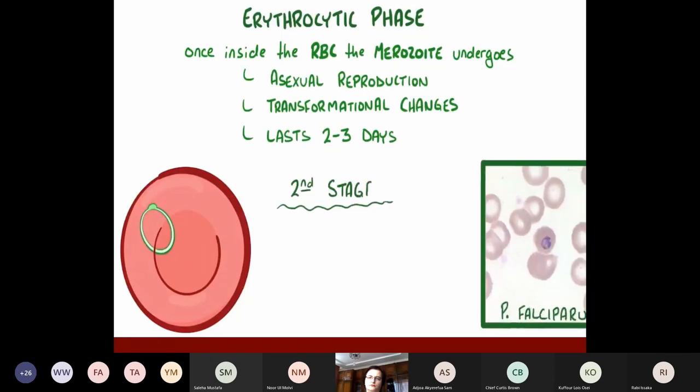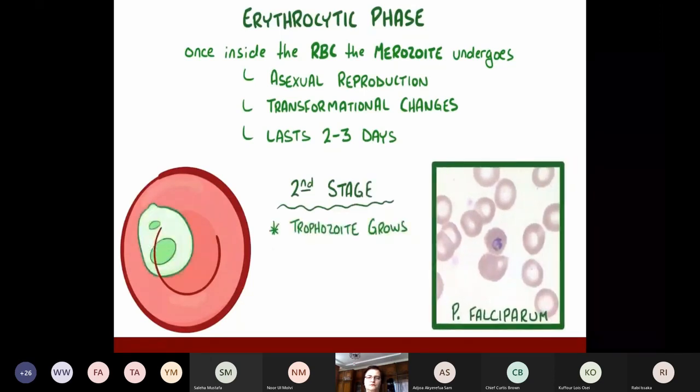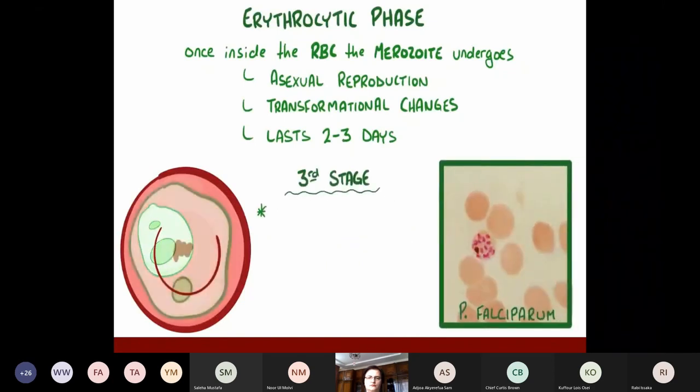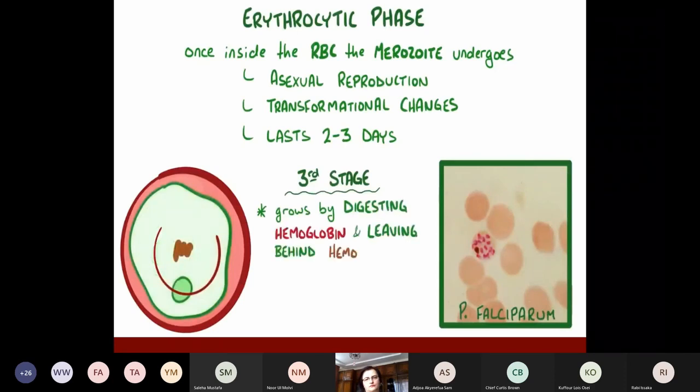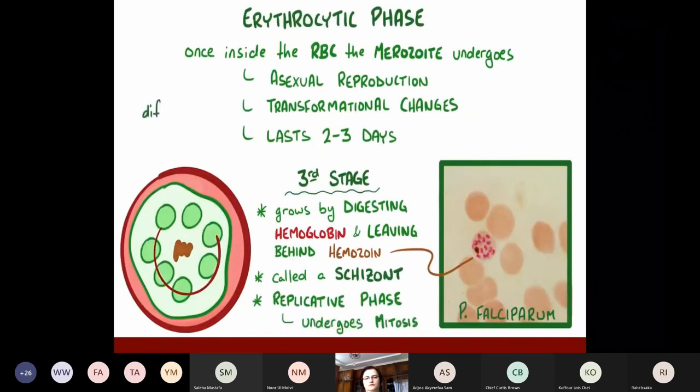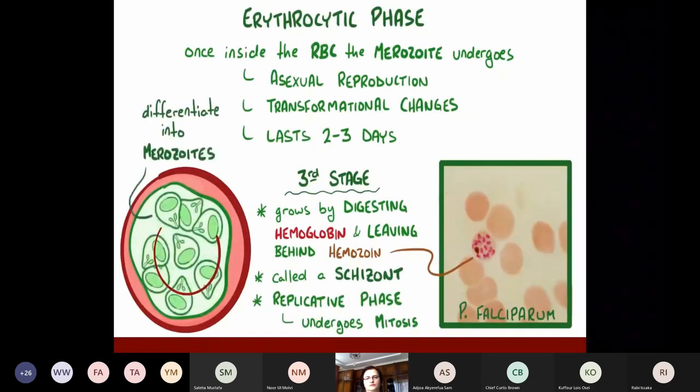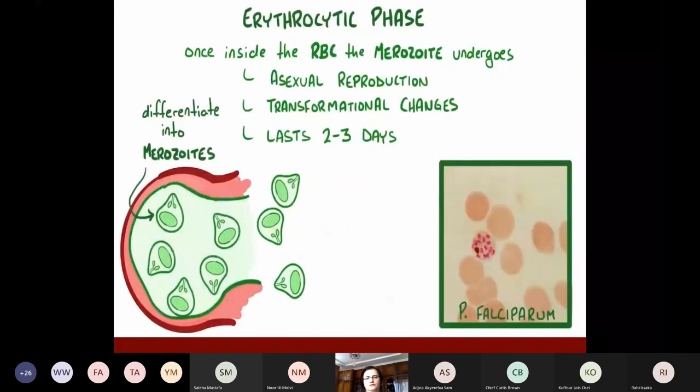In the second stage, the ring-formed trophozoite grows and is referred to as a late trophozoite. In the third and final stage, the parasite grows some more by digesting hemoglobin and leaves behind hemozoin, which under a microscope looks a little like a brown feces smudge on a red blood cell. And at this point, the parasite's called a schizont. This is the actual replicative phase, in which the parasite undergoes mitosis and differentiates into lots of merozoites, which can get released into the blood.